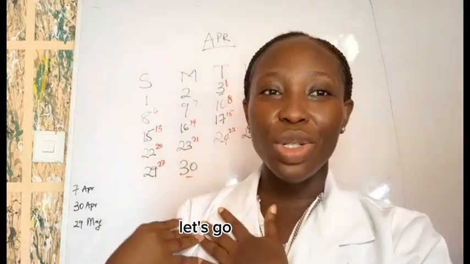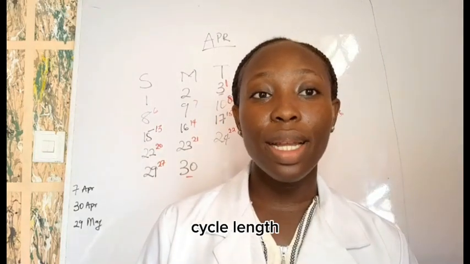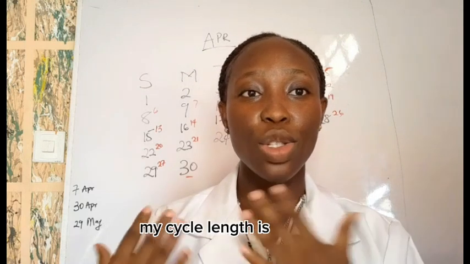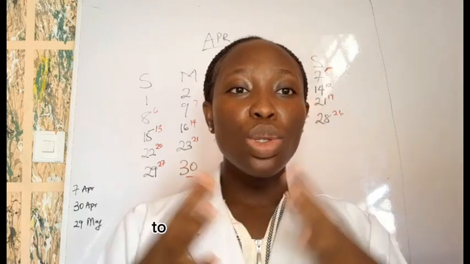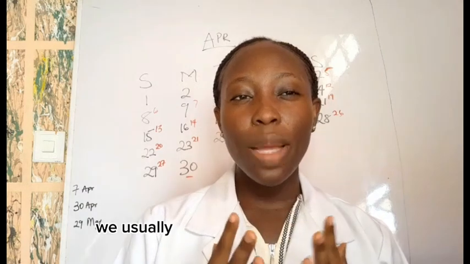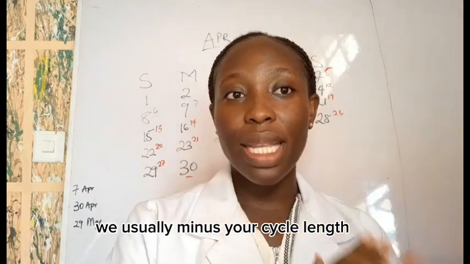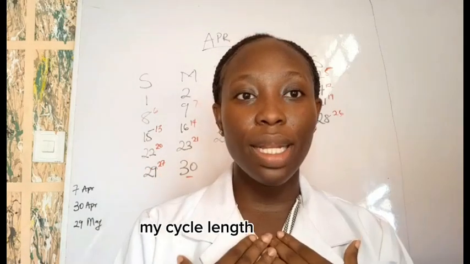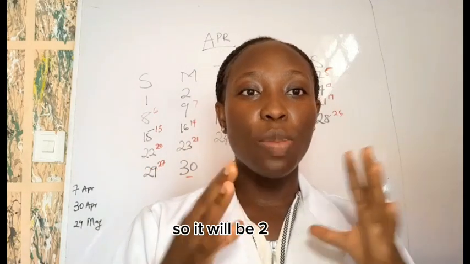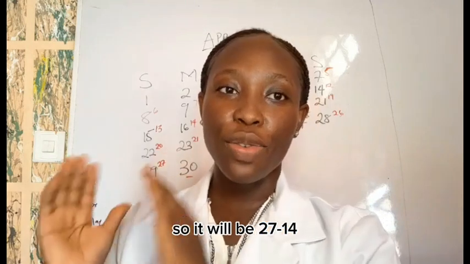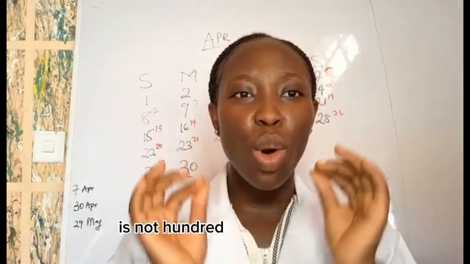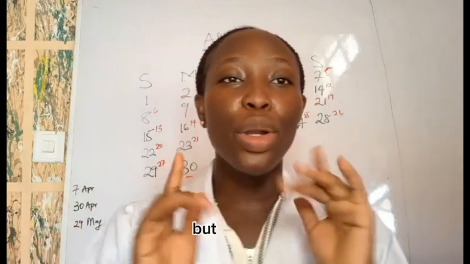So let's go straight in. Assuming I, Mrs. A, already know my cycle length, and let's say for the purpose of this video, my cycle length is 27 days. To know your ovulation, we usually subtract 14 from your cycle length. Like I said, my cycle length is 27 days, so it will be 27 minus 14. Now bear in mind that this calculation is not 100% accurate, but it works.